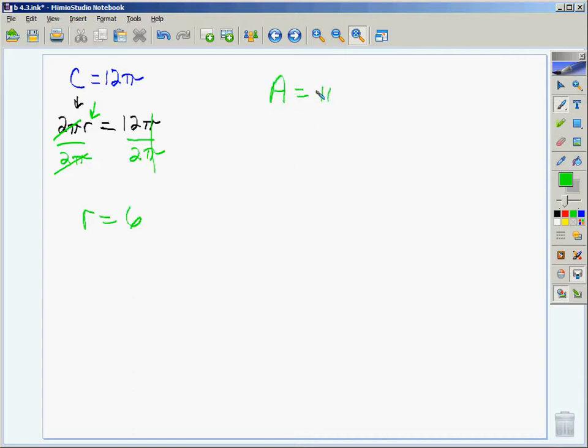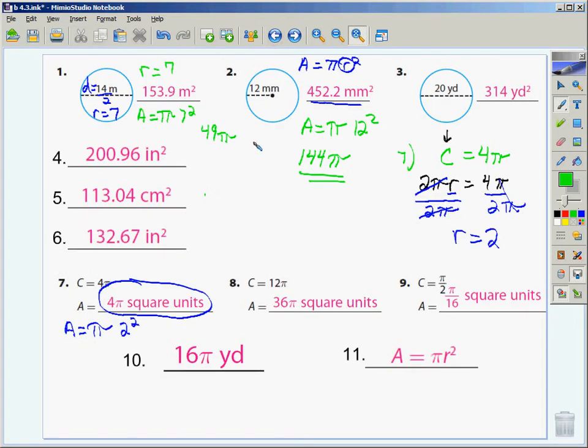Area is pi times the radius squared. So it's pi times 6 squared. But what is 6 squared? So I have 36, and I leave pi alone, 36 pi. Anything else from 1 through 11?